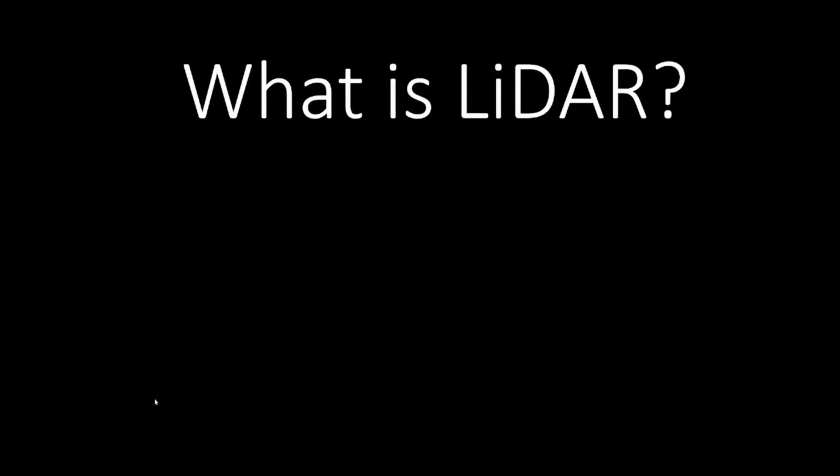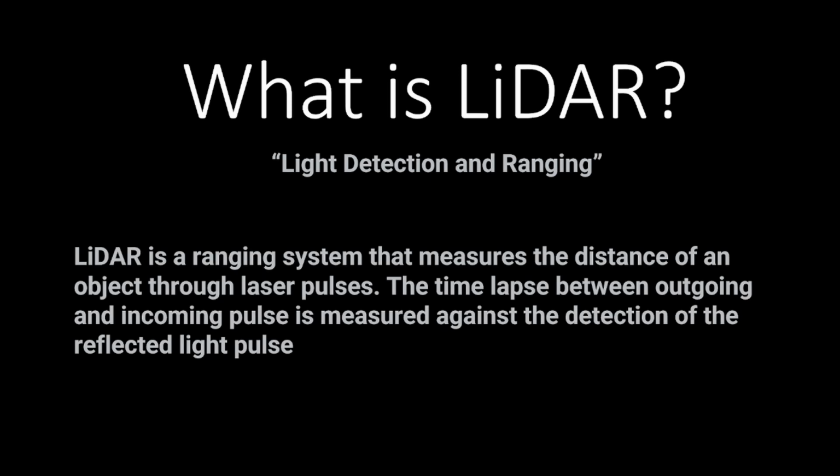You've probably heard LiDAR in some science articles or in your engineering classes if you've taken one. But what is it? LiDAR stands for light detection and ranging. LiDAR is a ranging system that measures the distance of an object through laser pulses. The time lapse between outgoing and incoming pulses is measured against the detection of the reflected light pulse. In other words, the LiDAR sensor emits laser signals out and it measures the time it takes to come back.